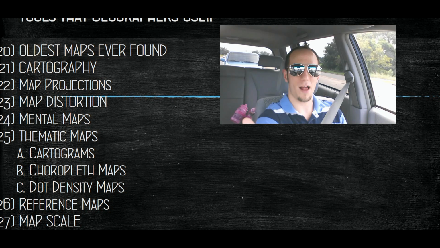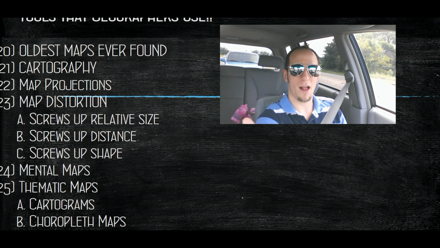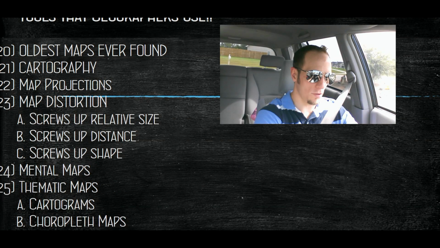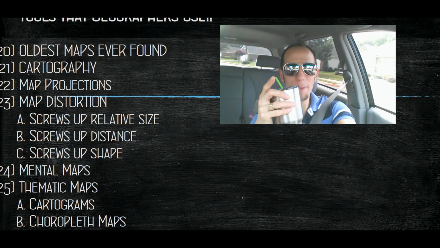Distortion can basically take three forms, and I'm going to type these up so you can see them. Map distortion is either going to screw up relative size, screw up distance, or screw up shape. Or sometimes it's going to screw up all of them at the exact same time, like the Robinson map does. The thing is, the Robinson map looks pretty, doesn't it? And it doesn't screw everything up so bad that you can't get something out of the map.